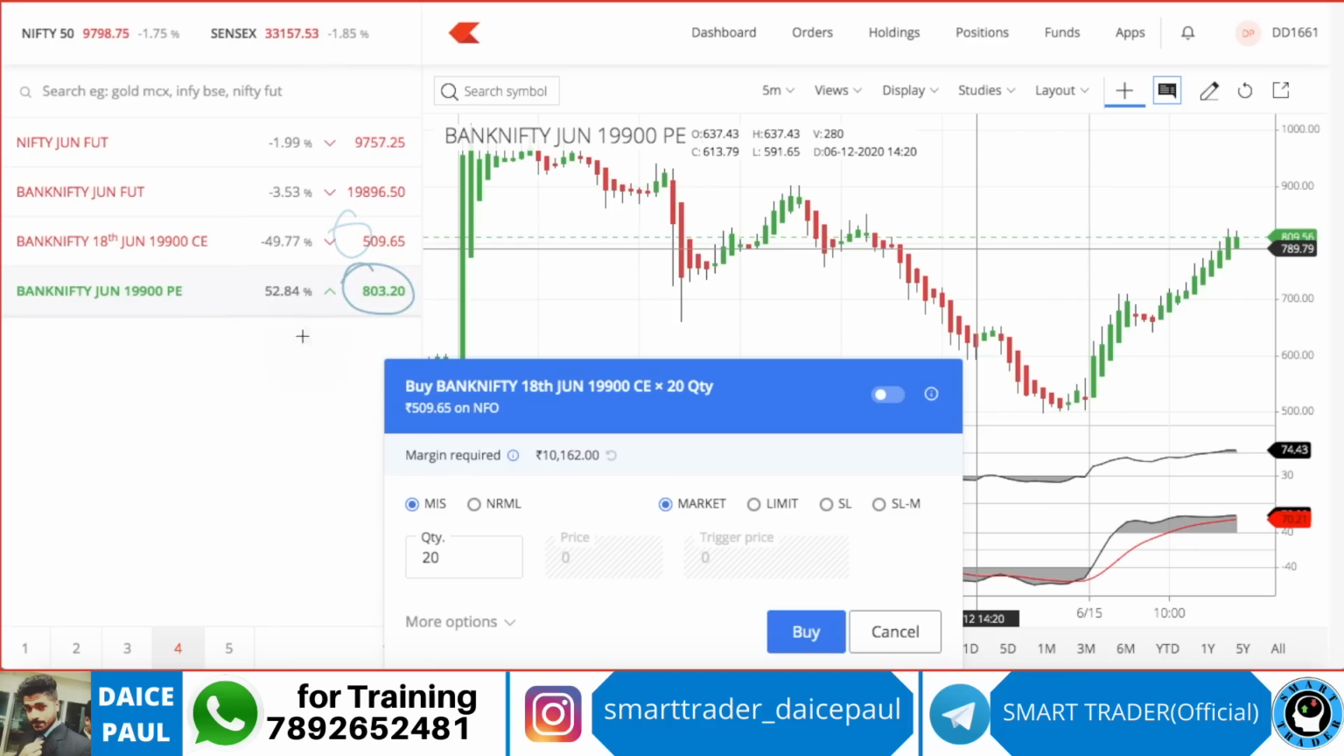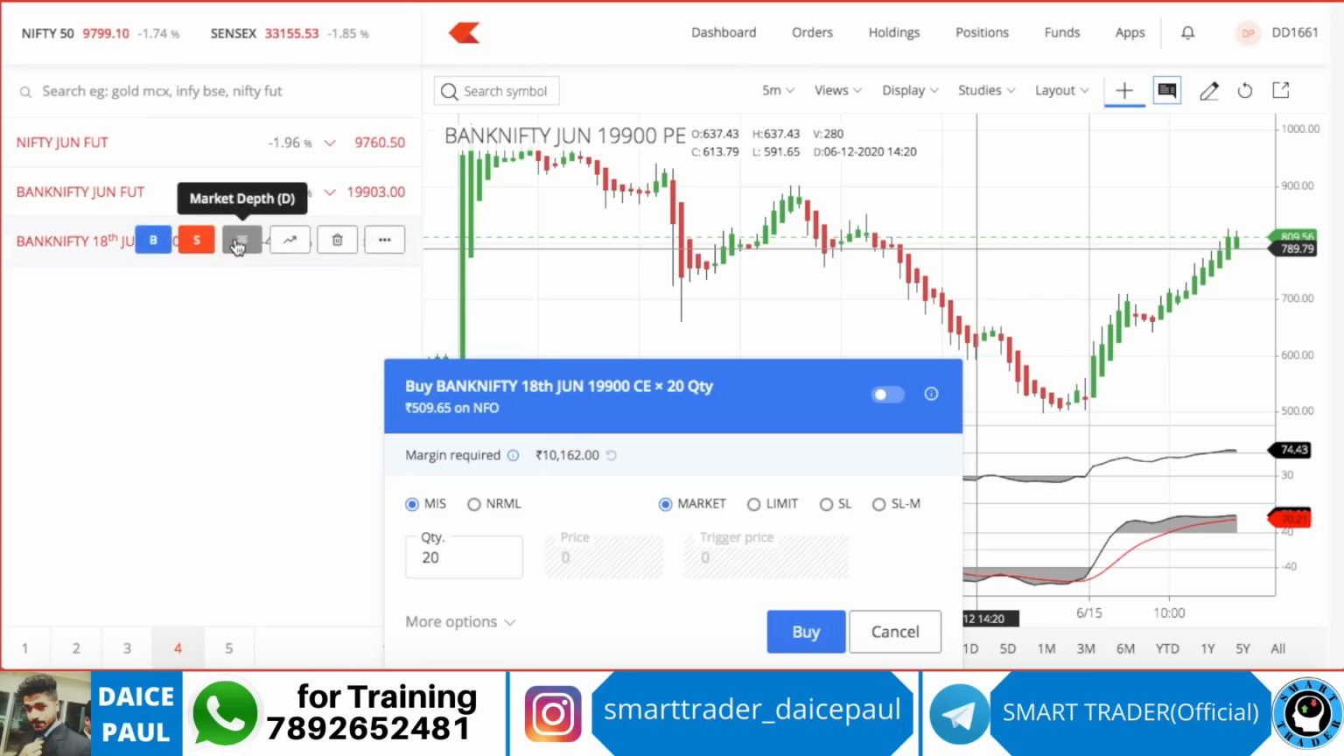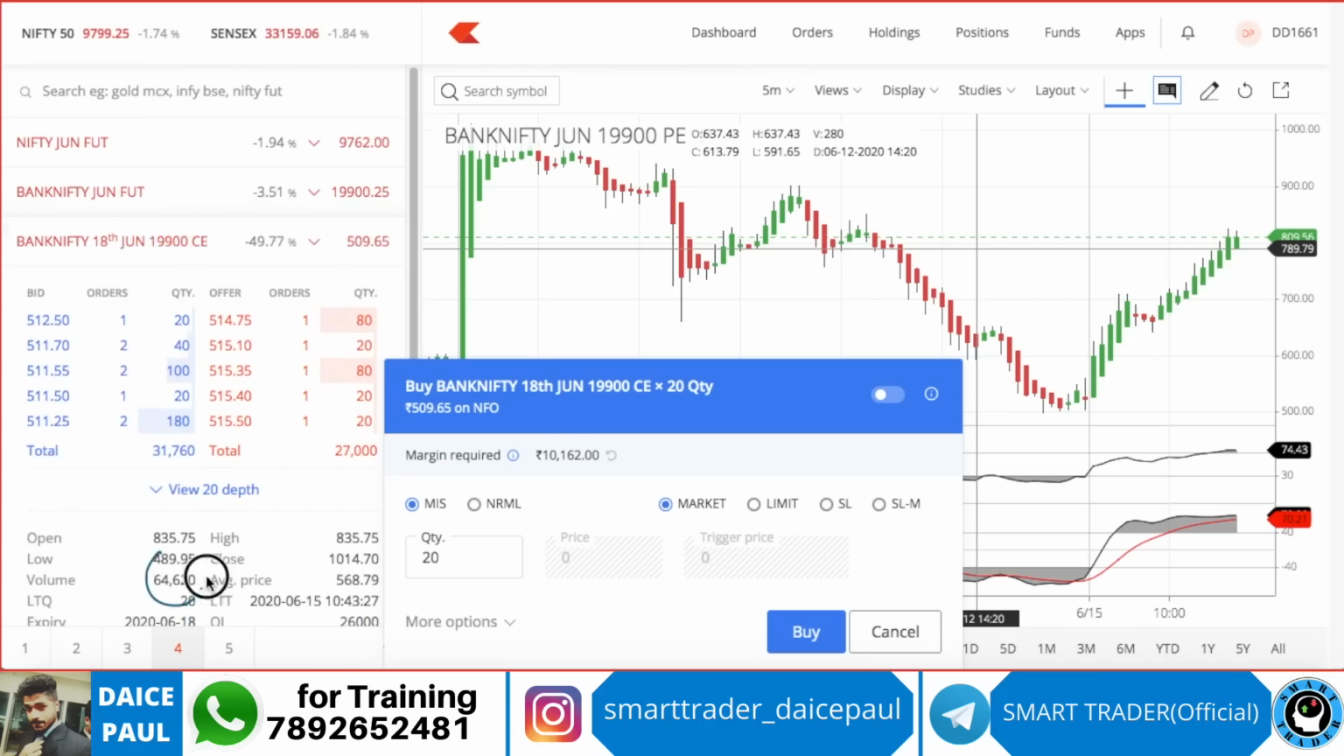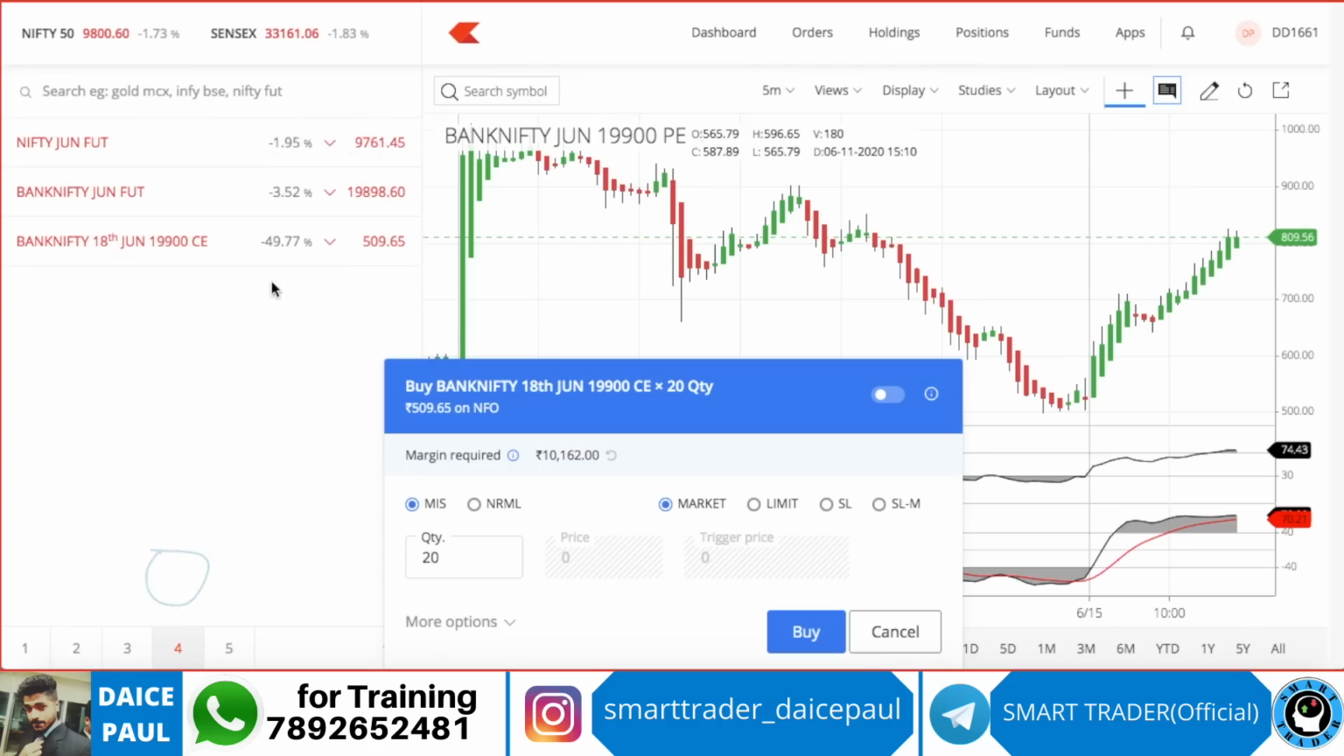Now you see the volume here, even though it is trading here, the volume is 64,000. Obviously people are not doing any buying over here. So how to identify the right options?